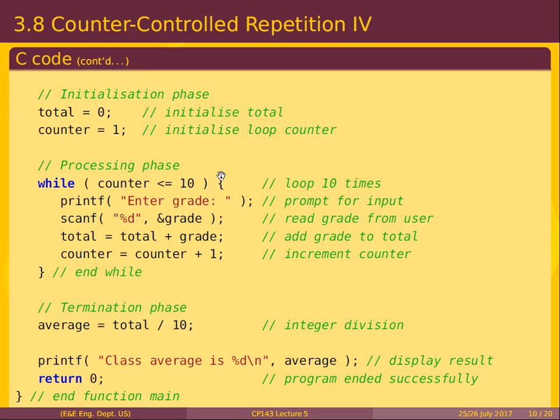So now we have counter is equal to 1. We explicitly initialize it, and we also explicitly initialize our total. And we test, is our counter smaller or equal to 10? Is 1 smaller or equal to 10? Yep. So we're going to printf, enter the grade, allow the user to input it, add this grade to the total, which is 0. So the total now has this first input. And then we're just going to increment our counter. So we're going to say counter is equal to counter plus 1, so it becomes 2.